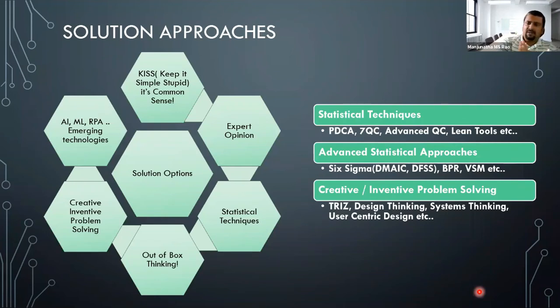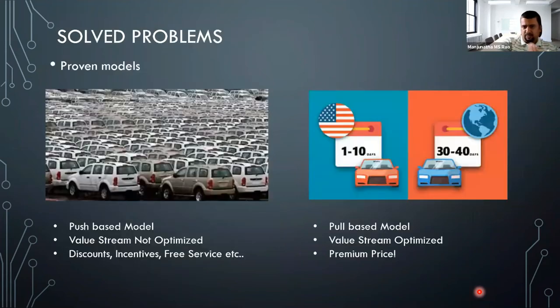But in a classical way, you can also look at the 7QC tools, PDCA, advanced QC tools, Lean, Six Sigma, business process reengineering, value stream mapping. There are plenty of tools and techniques available. And especially for creative inventive problems, there is a tool called TRIZ. I'll talk about TRIZ in a couple of minutes. Design thinking, system thinking, user-centric design. All these things will help us look at the problem from a different angle and come out with an optimal solution.